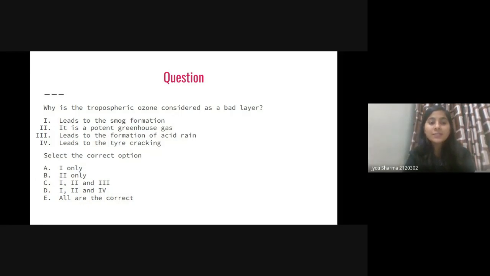Why is tropospheric ozone considered a bad layer? We have four options: it leads to smog formation, it is a potent greenhouse gas, it leads to the formation of acid rain, and it leads to tire cracking. So you have to tell me which one is the right answer.